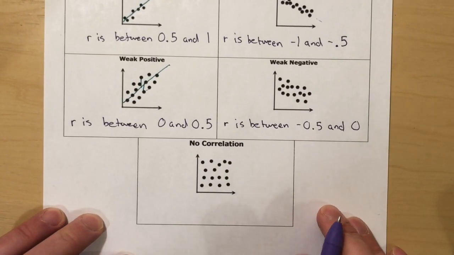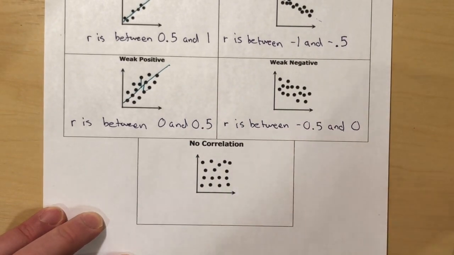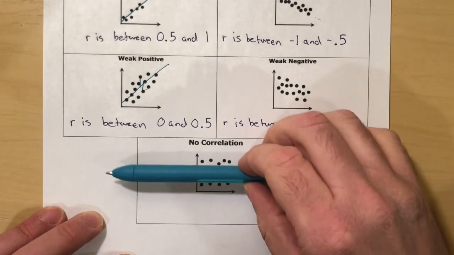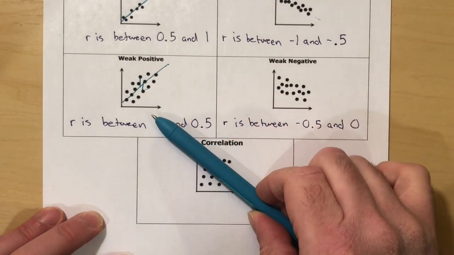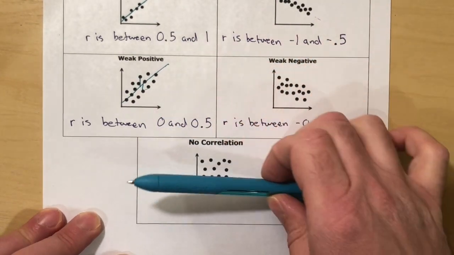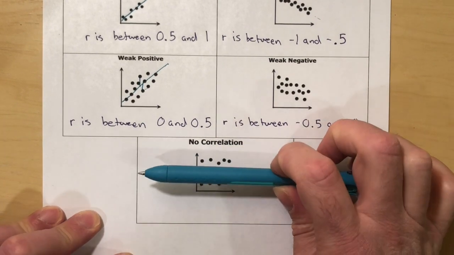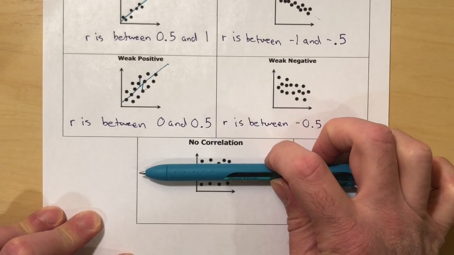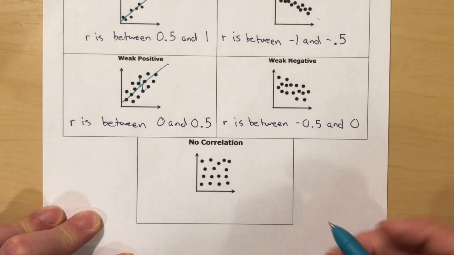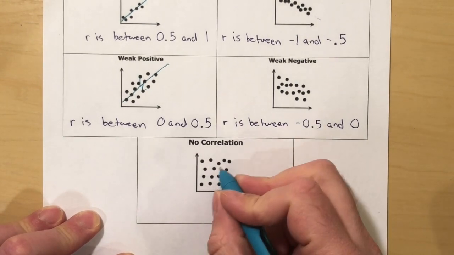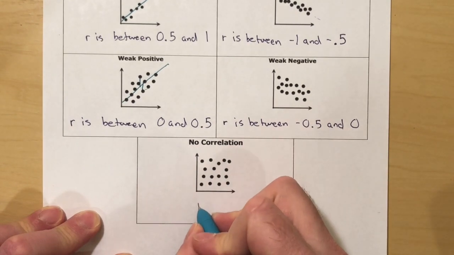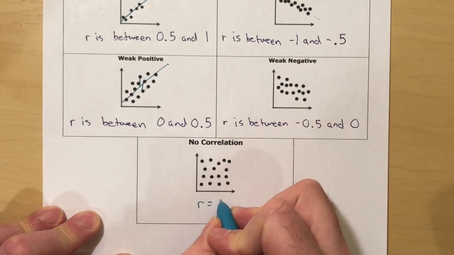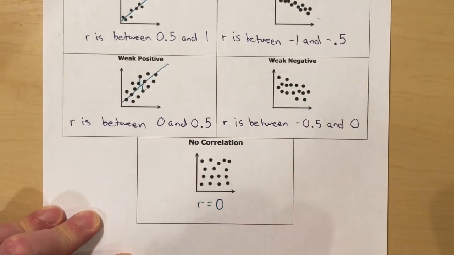All right, and no correlation. So if we tried to draw a line, we can't really draw a positive line anywhere that really fits the data, or negative. If you tried to draw a line, it would have to be a straight line, which would have 0 slope. So if they're totally randomly scattered, you can't tell if it's positive or negative, we say there's no correlation and R equals 0.